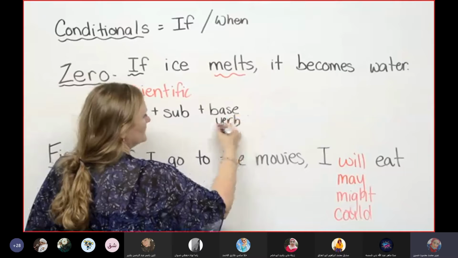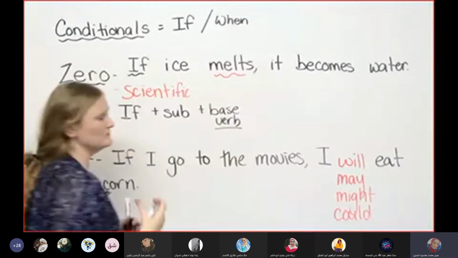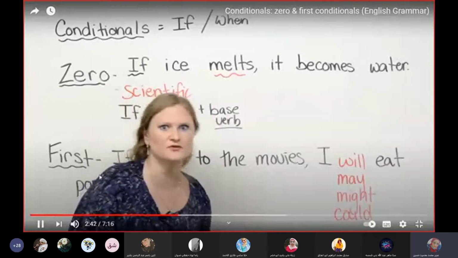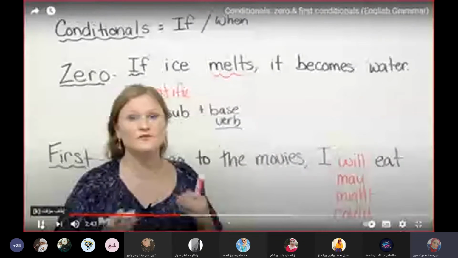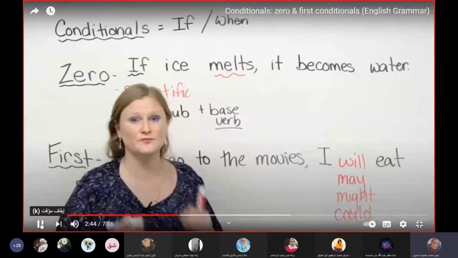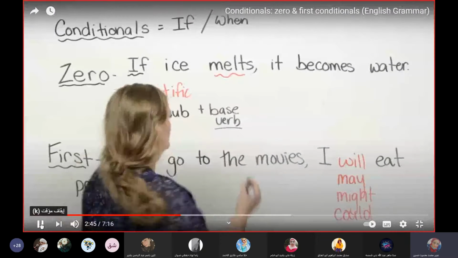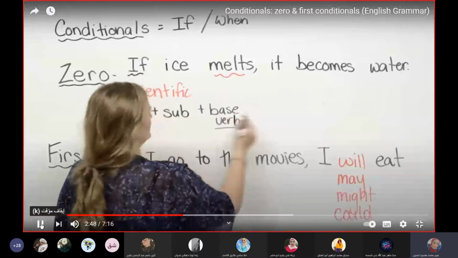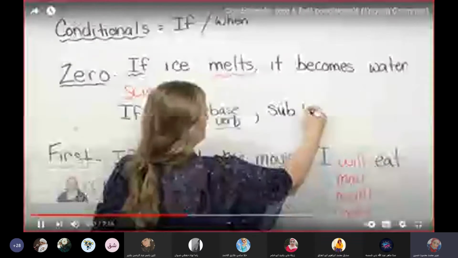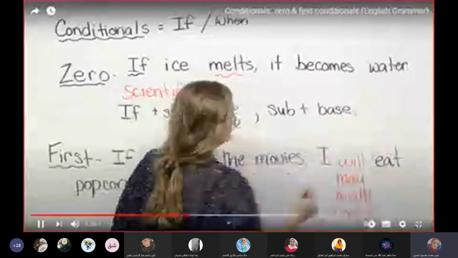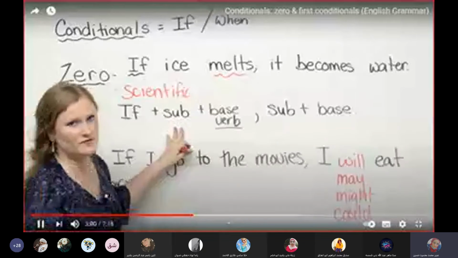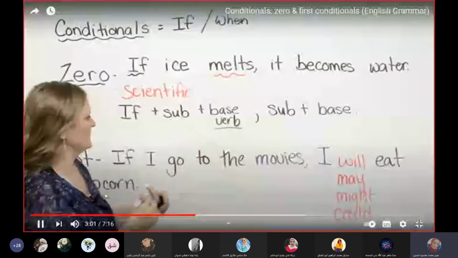Now it's very important that you do not use any other verb. You can't use a gerund. You can't use past tense. You can't use would. Present simple. Use the base verb. So if plus subject plus base verb, base verb again in present simple. This is the basic zero conditional pattern or style of grammar.